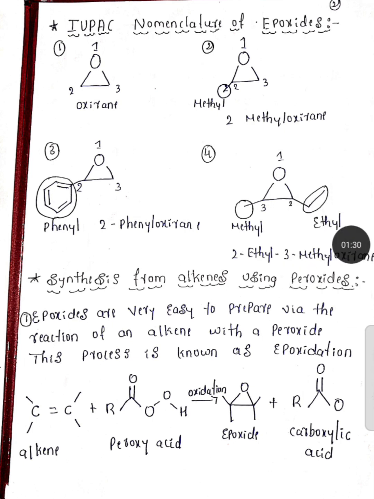Next, we will see an example of epoxide synthesis. When an alkene reacts with a peroxy acid, it undergoes oxidation. It gives the epoxide and a carboxylic acid. In this, the epoxide is the main product.